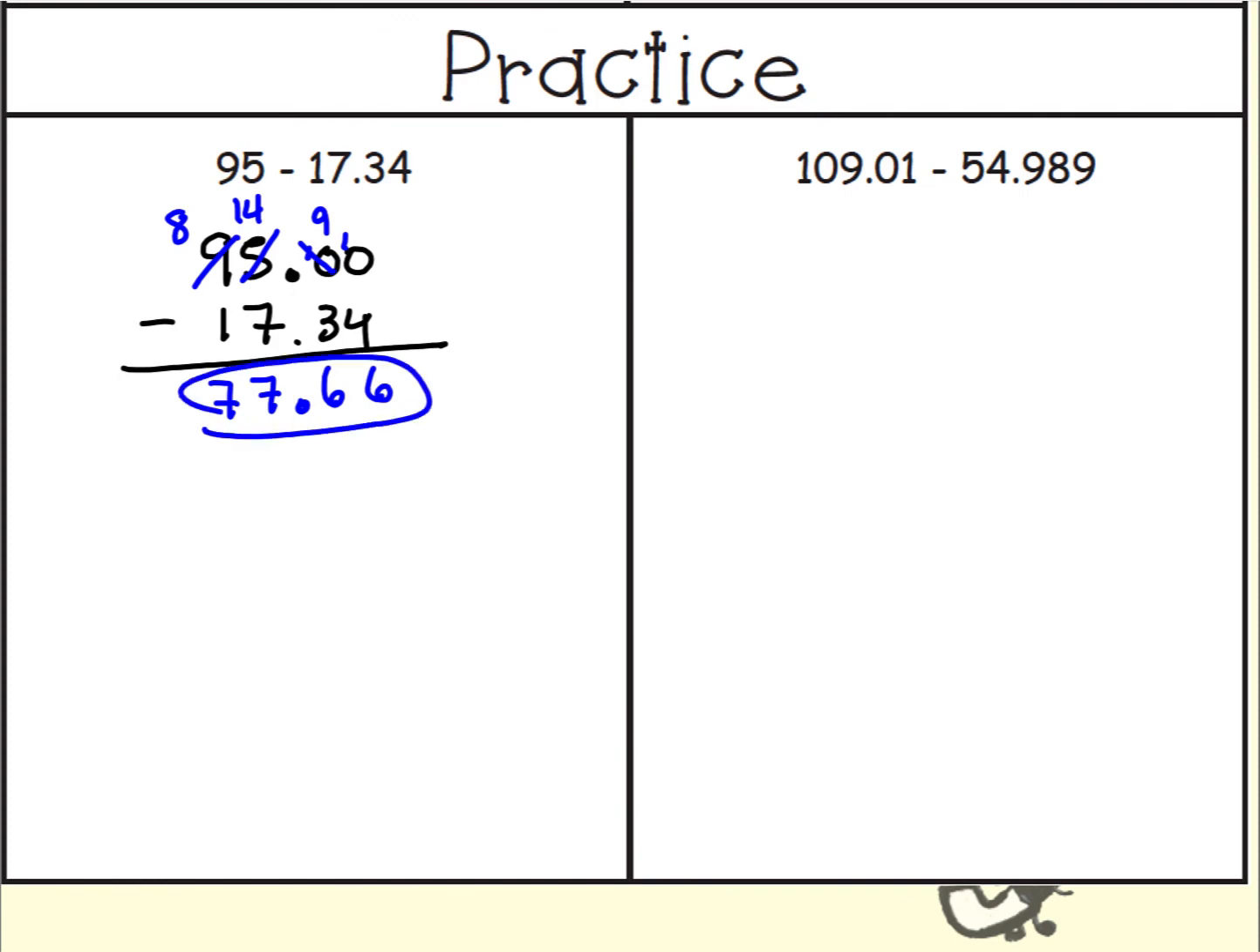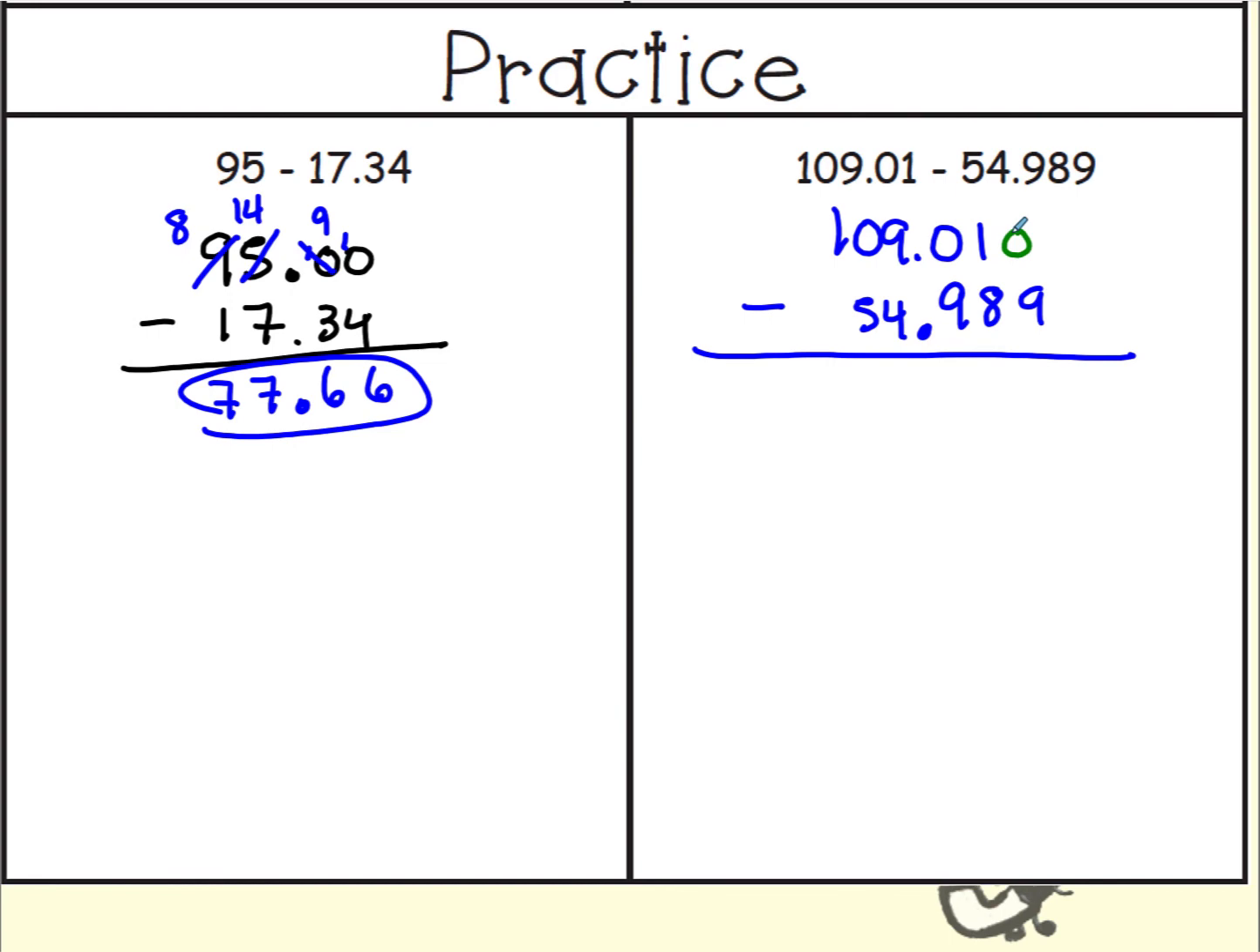Okay, next one. See how you did. So we're going to write it vertically. My first number is 109 and 1 hundredth. And now minus, I'm going to put my decimal point so I have everything in the right place. To the right, it's a 9, an 8, and a 9. And to the left, it's 54. Now I'm going to fill in a 0 above the 9, so I have an equal number of decimal places. And now I'm ready.